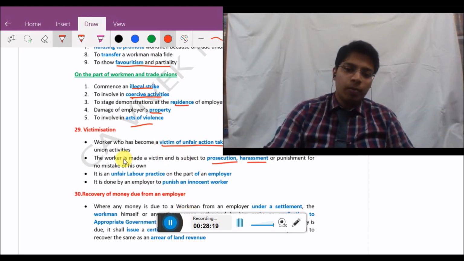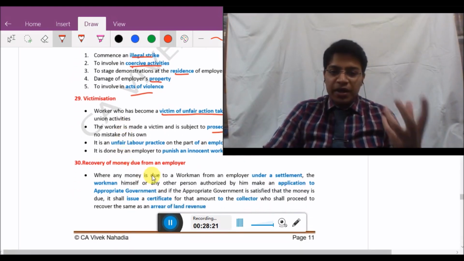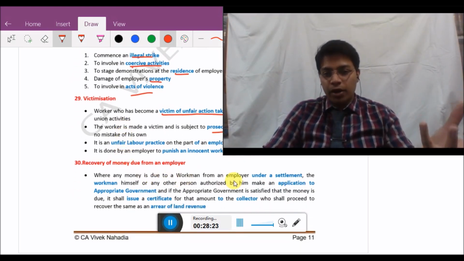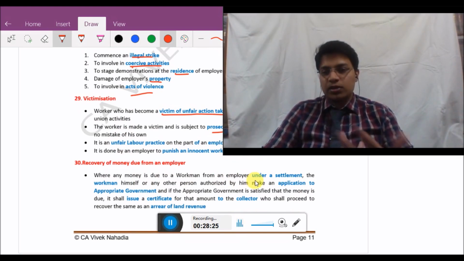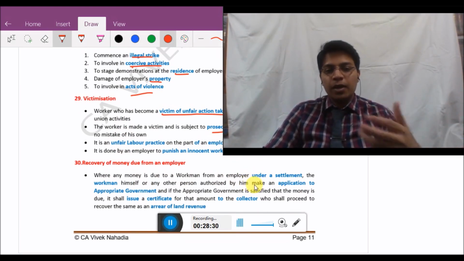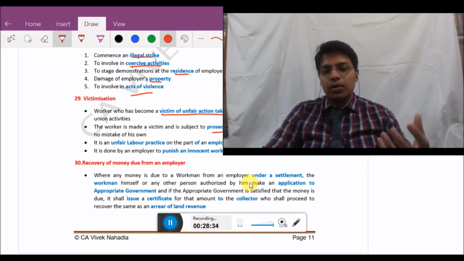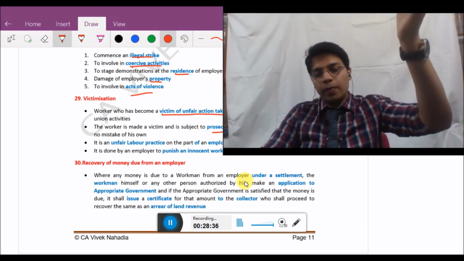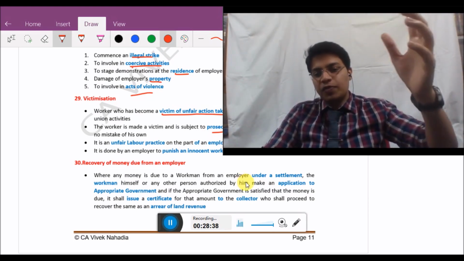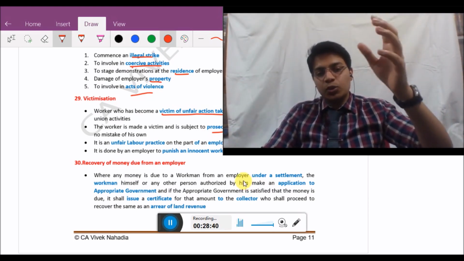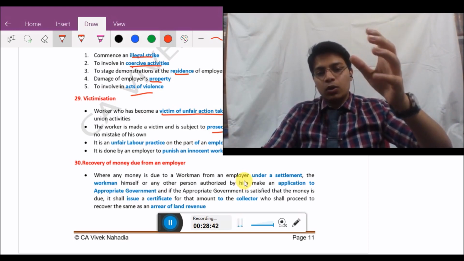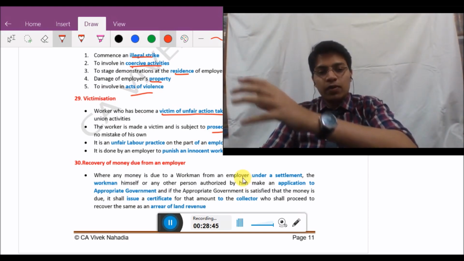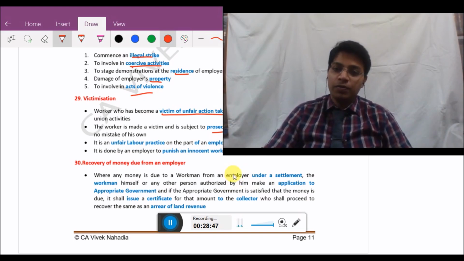Recovery of money due from employer. Where any money is due to the workman from an employer under a settlement, the workman himself or any other person authorized by him can make an application to the appropriate government. If the appropriate government is satisfied that the money is due, it shall issue a certificate for that amount to the collector, who shall proceed to recover the same as an arrear of land revenue. Let us read this slowly.